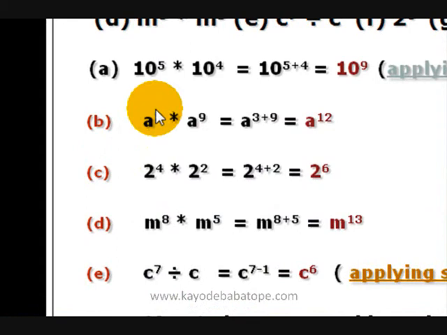Now, a raised to power 3 times a raised to power 9 is equal to a raised to power 3 plus 9. That gives a raised to power 12. Okay? 2 raised to power 4 times 2 raised to power 2 is equal to 2 raised to power 4 plus 2, which equals 2 raised to power 6. M raised to power 8 times m raised to power 5 is equal to m raised to power 8 plus 5, which equals m raised to power 13. You see that before you can apply the law, the basis must be identical. That is the condition under which the laws hold.